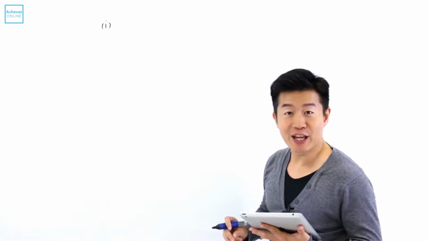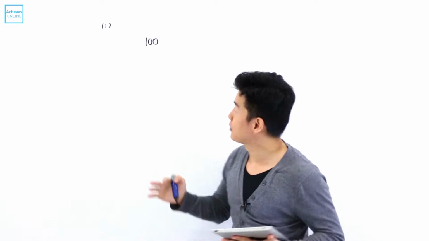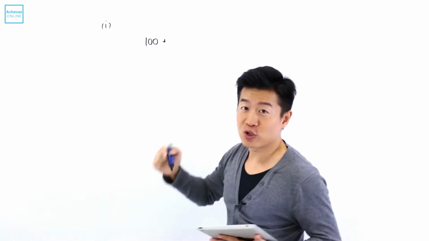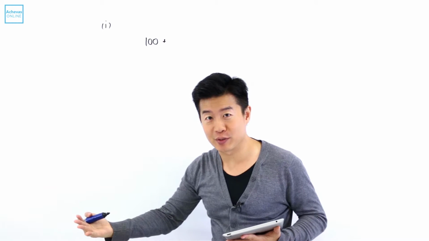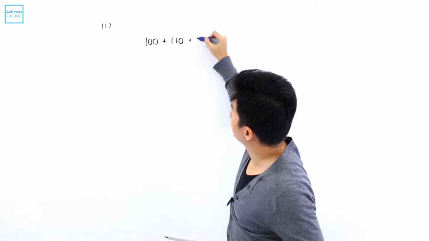In January, in the beginning of January, Mrs. A is going to put $100 into the account. According to what the question has described, on the 1st of February she's going to put in an extra $10 on top of what she put in the previous month. So it is going to be 110. And the pattern is going to continue.